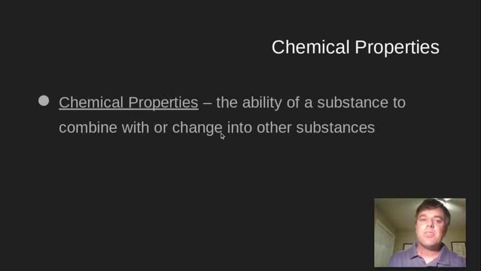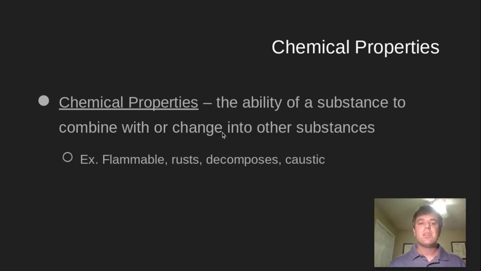Chemical properties, on the other hand, are the ability of a substance to combine with or change into some other type of substance. For instance, whether something is flammable, if it rusts, if it decomposes, if it's caustic, all that type of stuff. So, if you're finding out that a piece of paper is flammable, well, you've set it on fire, it's no longer paper, it has reacted with oxygen and formed something new.